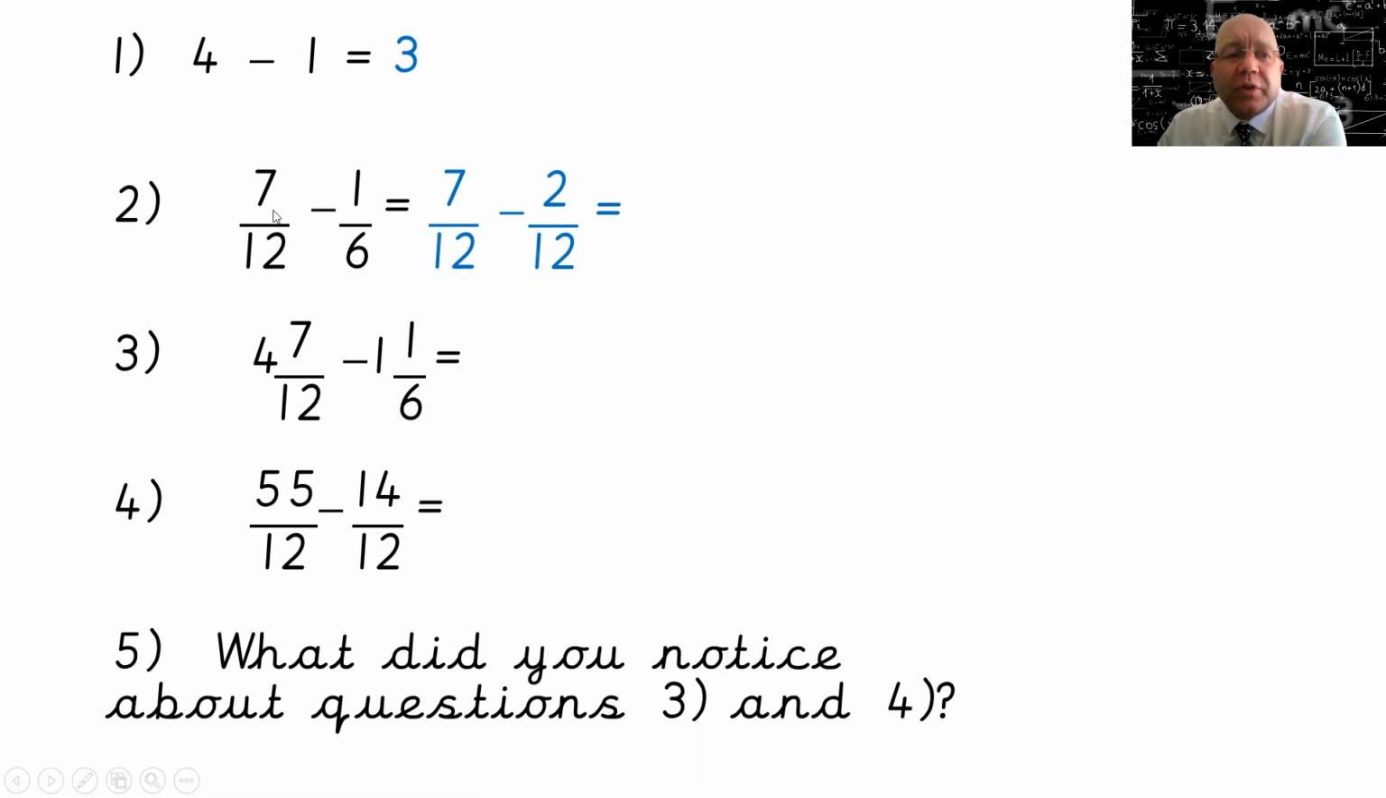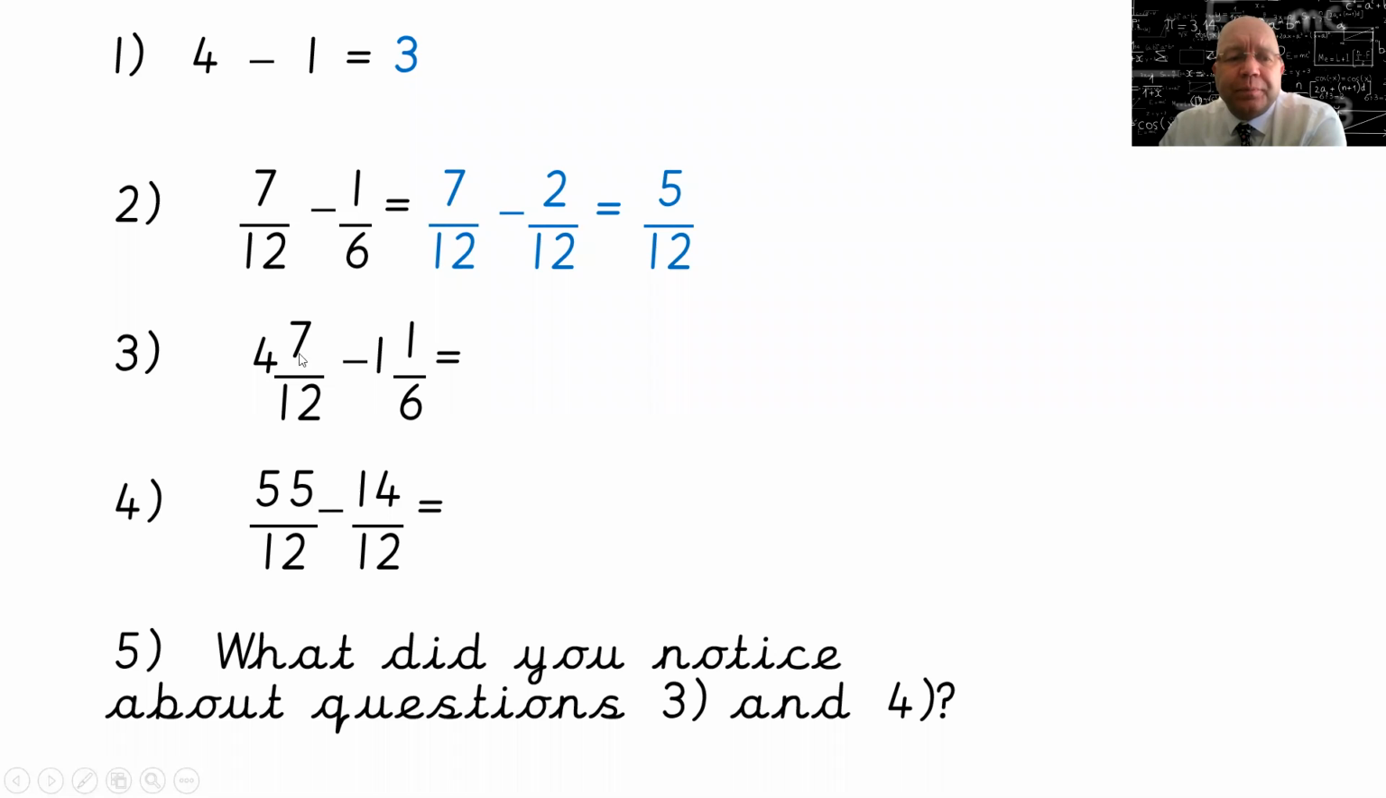Well, first job, we've got 7/12 take away 1/6. We need that common denominator. Remember, addition and subtraction of fractions can only happen if we have a common denominator. So we've got 7/12 take away 2/12, which is, of course, 5/12.